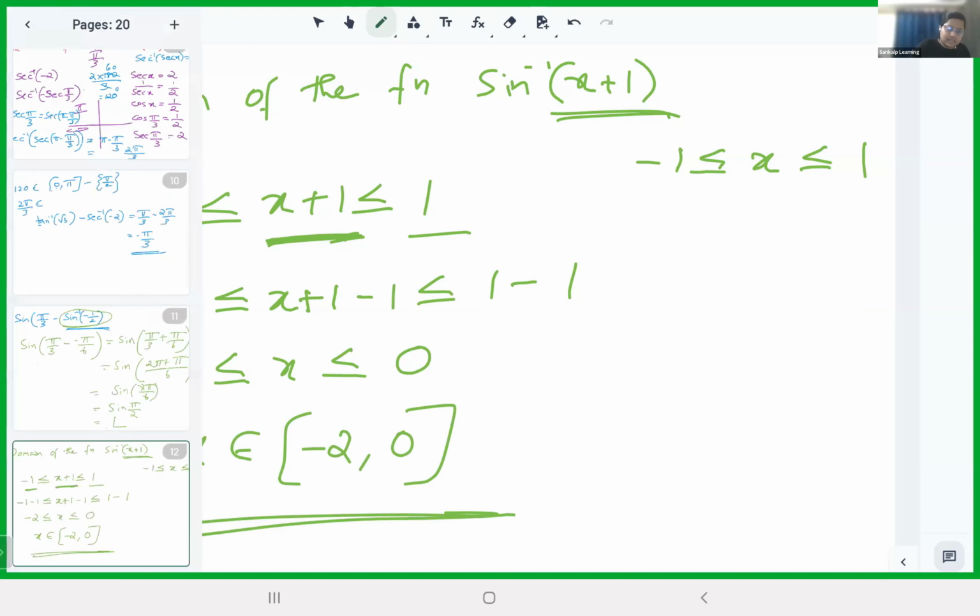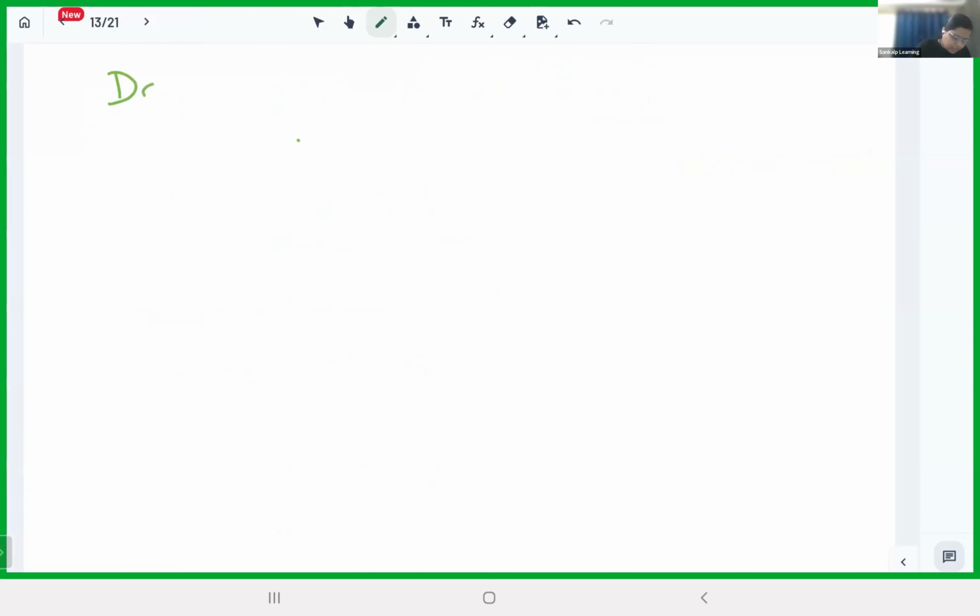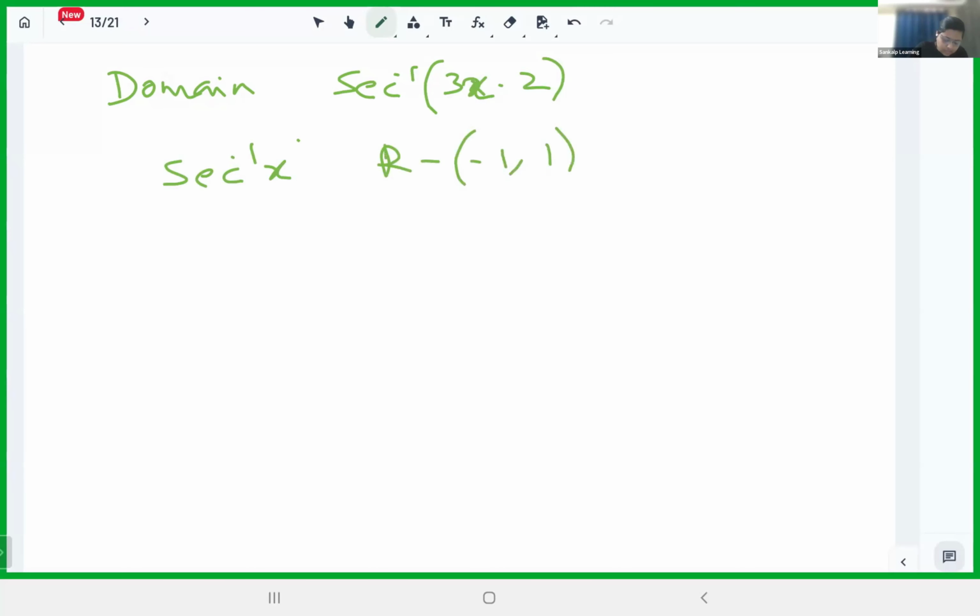Similarly, they are asking about the domain. Domain of the function sec inverse of 3x minus 2. So what is the domain of sec inverse x? The domain is R minus (-1, 1), isn't it?